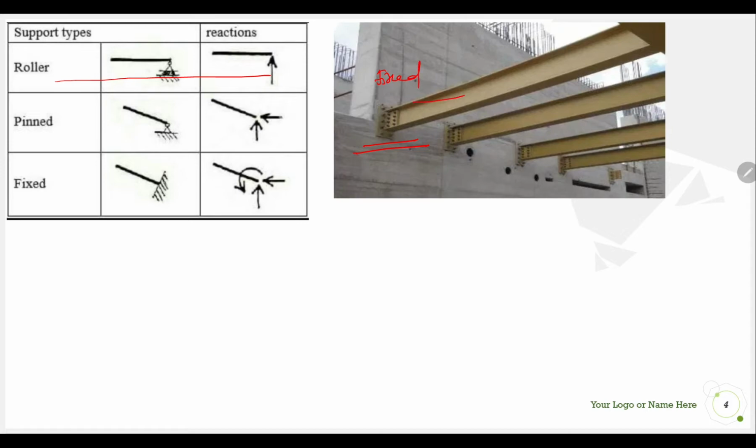This type of support is a fixed support. See, these beams, the steel girders and the steel I sections, have been fixed on either side. Here you can see this will not allow it to come down, it will not allow it to move in the horizontal direction, and it will not rotate also. That is a fixed support.